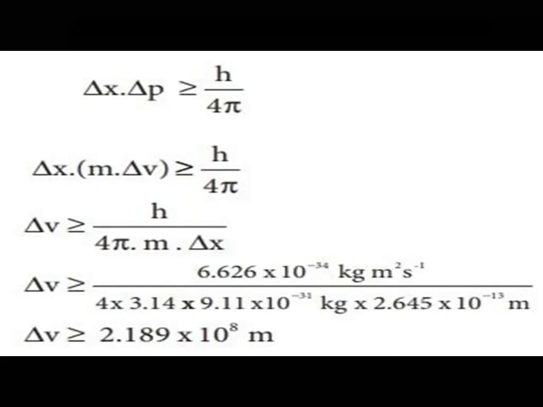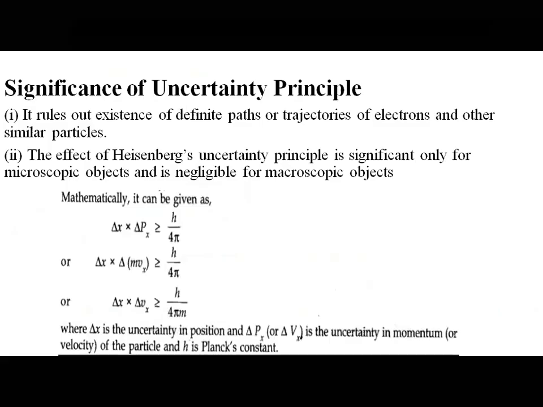So this is Heisenberg's uncertainty principle. What is the significance of Heisenberg's uncertainty principle? It rules out the existence of definite paths. Till now we say that electrons are revolving in definite paths. But the uncertainty principle says that there is no definite path for the electrons. There might be orbits, but orbits are not definite paths. Or you can say the trajectories of the electrons or other similar particles.